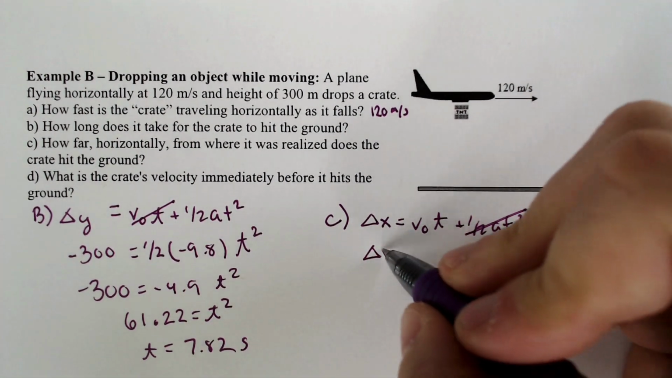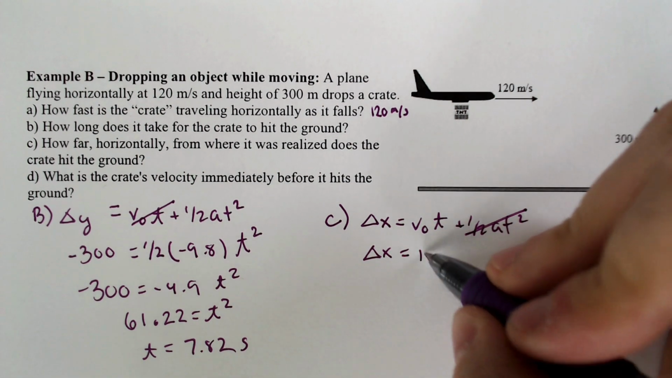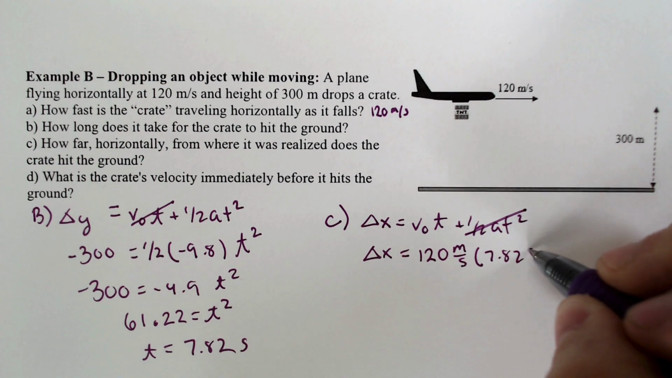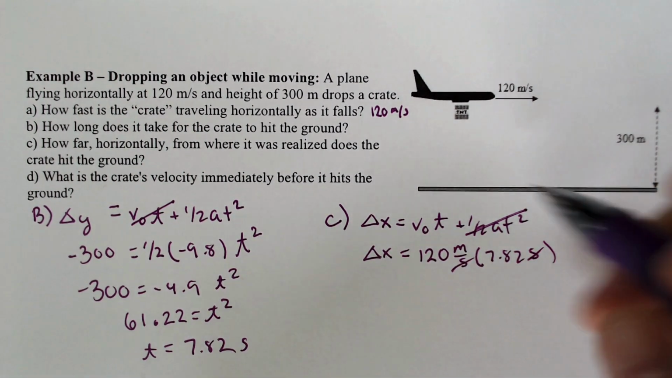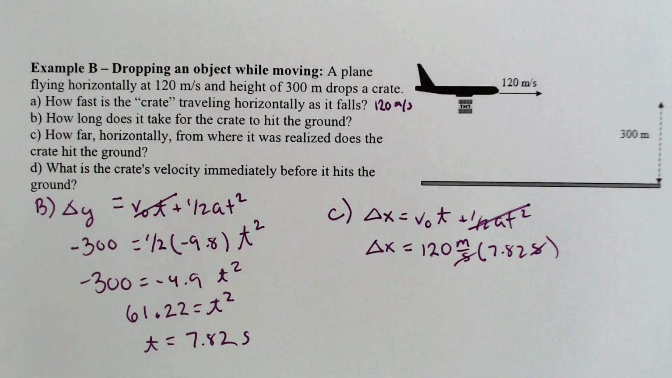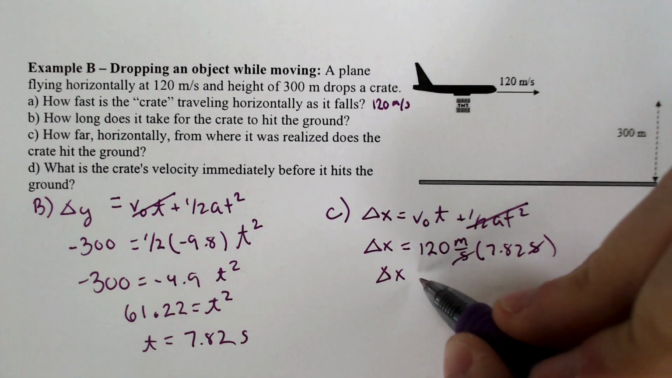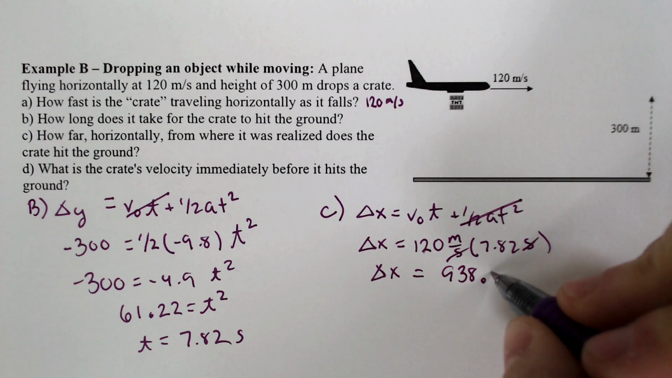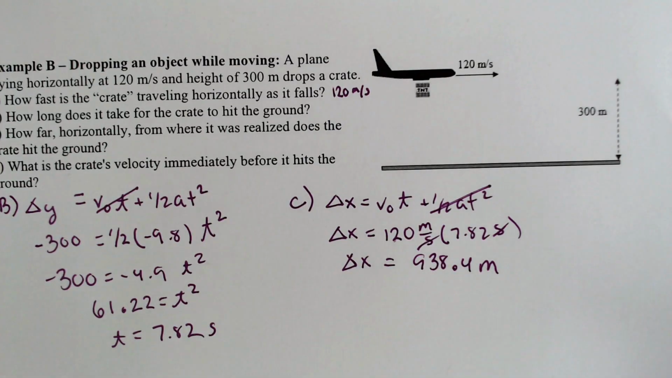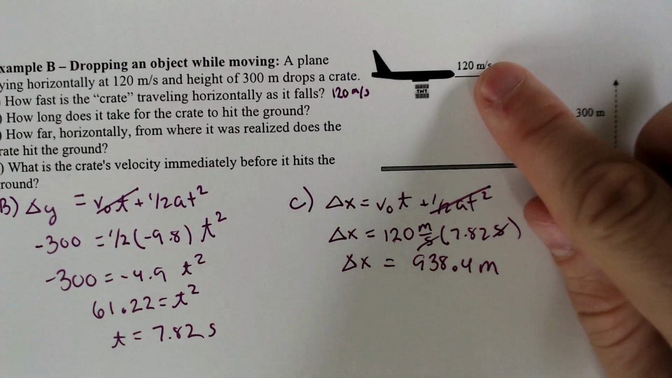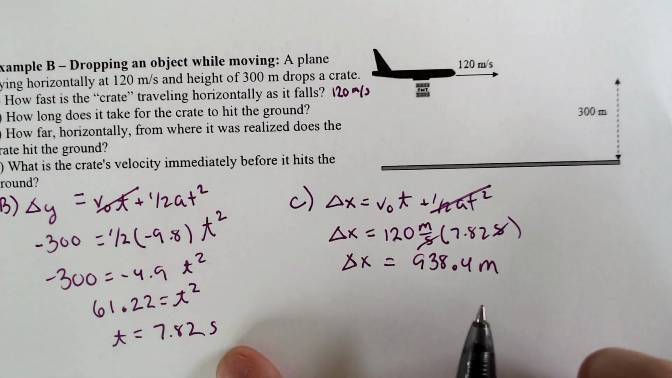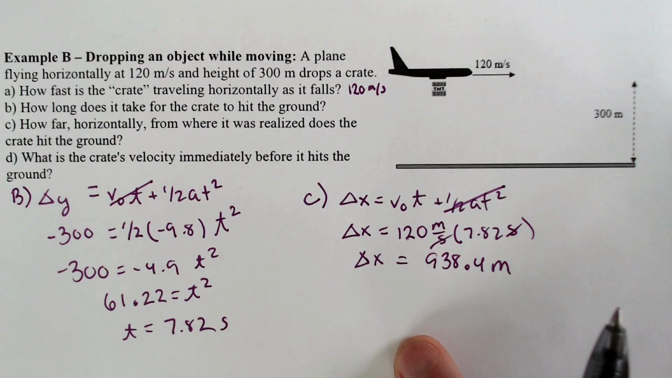And your change in x, which was what we're looking for, is equal to our initial velocity, 120 meters per second, times 7.82 seconds. Well, the seconds would cancel, leaving us with 120 times 7.82, which is a change in x of 938.4 meters. Okay? So that kind of makes sense too. It's really just if it's traveling 120 meters every second it's in the air, well, you would just multiply 120 times 7.82. Part C, done.